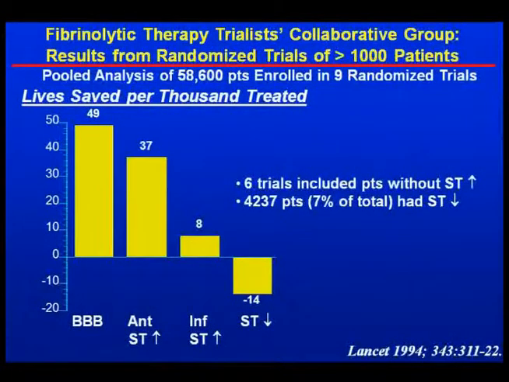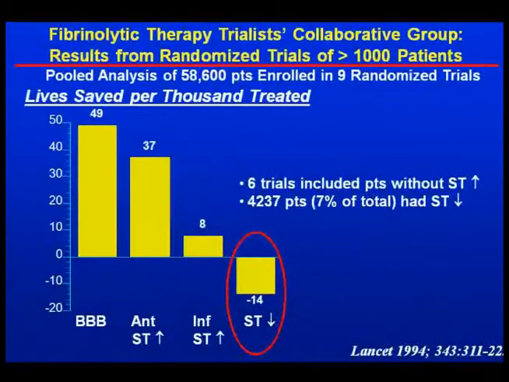So this is a slide that was published in 1994, and in this study, what I want you to focus on are these patients that had ST segment depression on the electrocardiogram. And in this analysis of almost 60,000 patients in 9 randomized trials of lytic therapy for patients with chest pain suspected to be acute MI, 6 of the trials included patients without ST segment elevation on the electrocardiogram, and there were over 4,000 patients that had ST depression. And you can see here that there was actually an adverse effect on outcome in patients with ST depression.